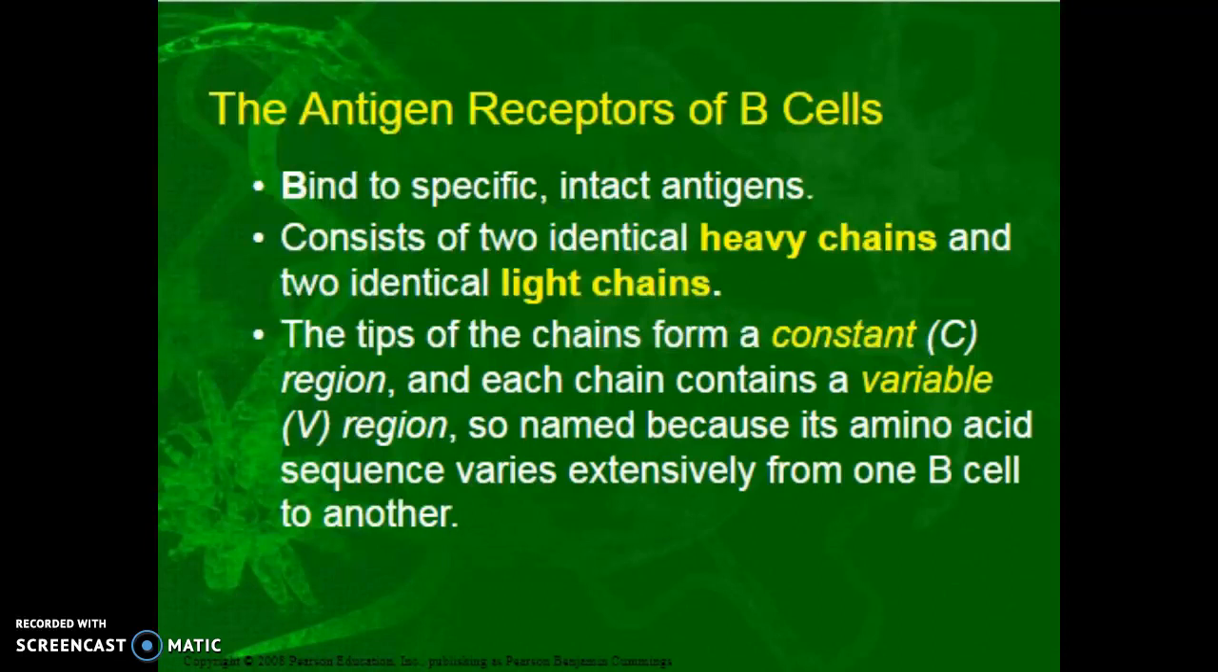I left off talking about some of this stuff, but I was stumbling over it, so I thought I should take a break and come back and get back at antigen receptors of B cells. So notice we're binding to specific antigens. We've got those heavy chains and those light chains. So the tips of the chains form that constant region, and then the variable region. That's going to allow us to be much more specific.